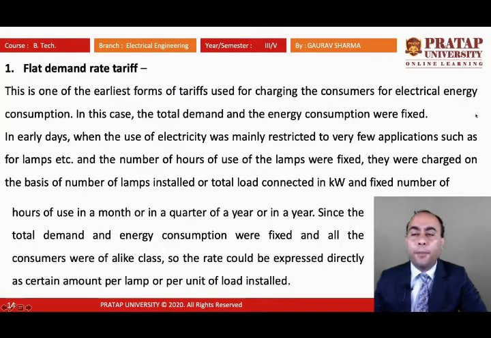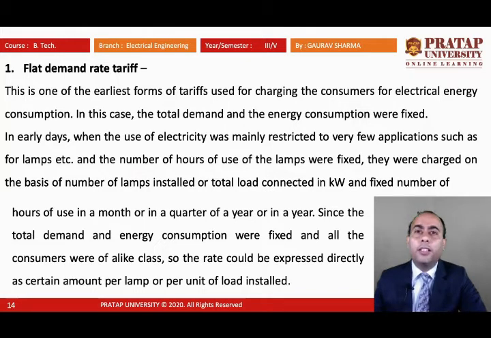Now when we talk about the flat demand rate tariff, this is one of the earliest forms of tariff. In this case the total demand and the energy consumption were fixed, when the use of electricity was mainly restricted to very few applications such as lamps, and the number of hours of use of the lamps was fixed. They were charged on the basis of the number of lamps installed or total connected load in kilowatt and a fixed number of hours used in a month, a quarter or a year.